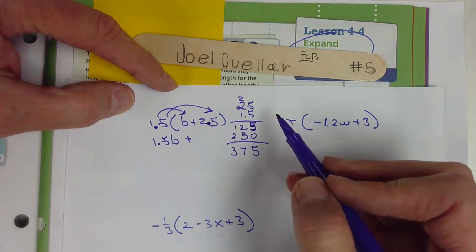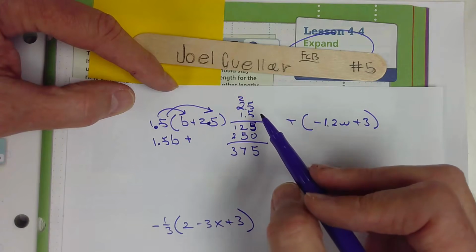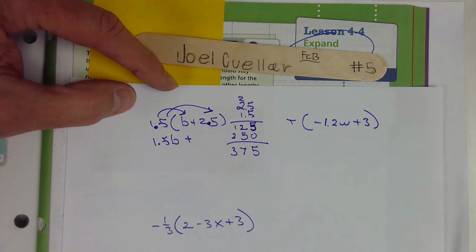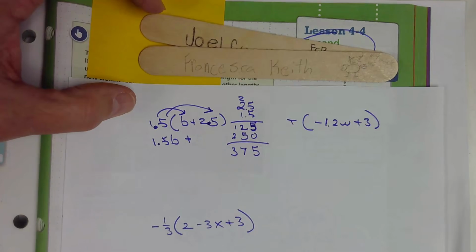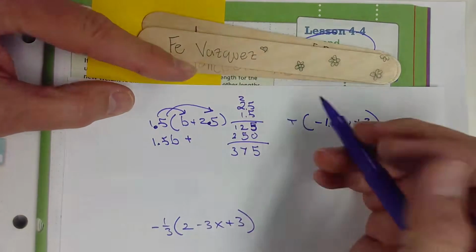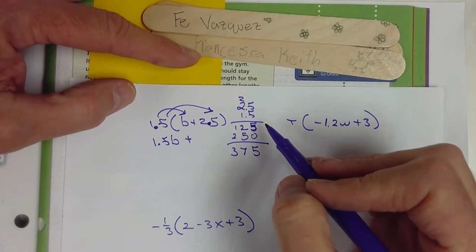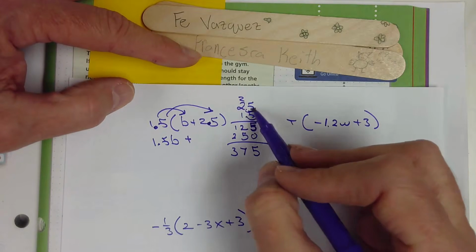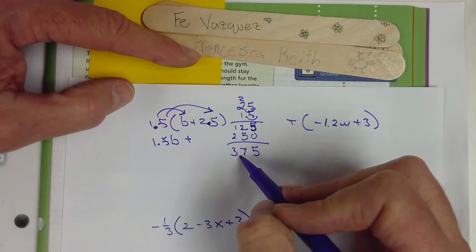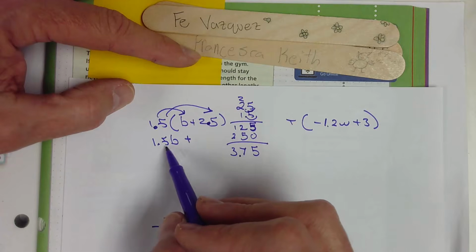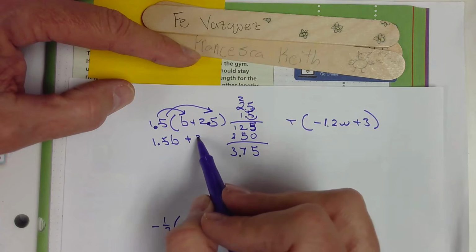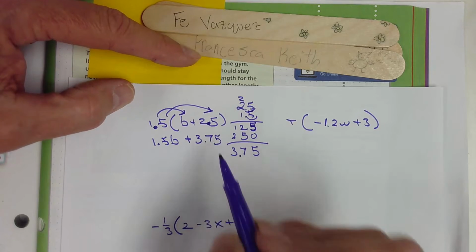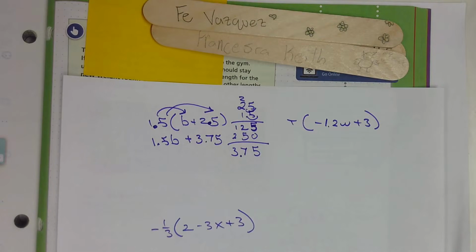How many decimal places do we have to come into play here? Miss Vasquez, how many decimal places do we have? 2 decimal places, 1, 2. So I'm going to start right here and go over 1, 2. So it's going to be 1.5b plus 3.75. Okay? Pretty self-explanatory.